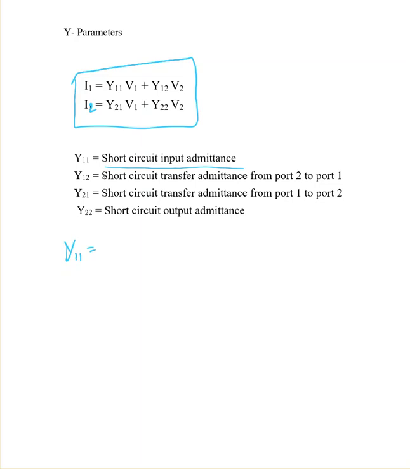When you see short circuit, that indicates that the other quantity voltage is 0. So voltage across short circuit is 0. That's the reason we are saying short circuit input admittance. So Y11 equal to I1 over V1 when V2 equal to 0. We are making V2 equal to 0, that is nothing but short circuit.